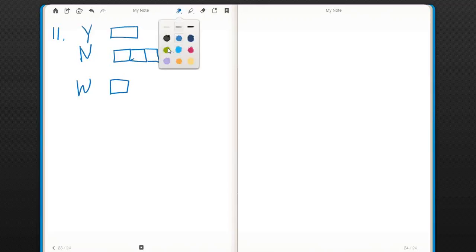Number 11. Nicholas collects 3 times as many coins as William. Yasmin collects 21 coins less than Nicholas. Now, I have no idea if that's 1 box or 2 boxes, if it's almost the same size. All I know is Yasmin is 21 less than Nicholas. And what I'm told is that the 3 children collect a total of 427 coins.